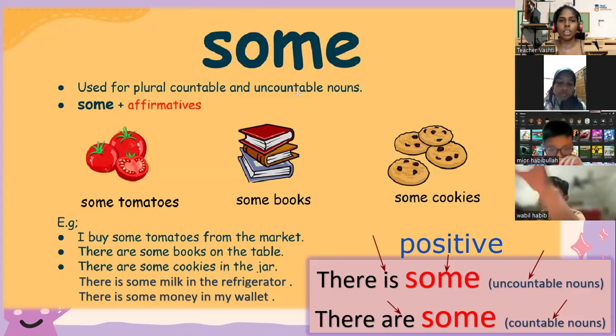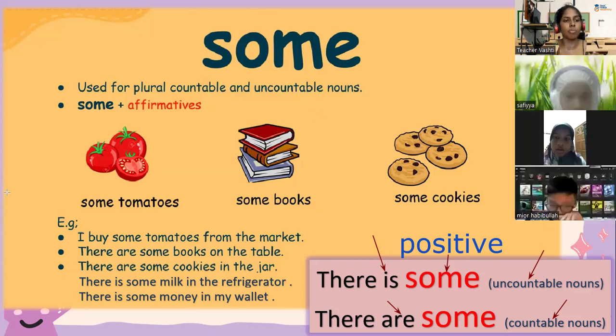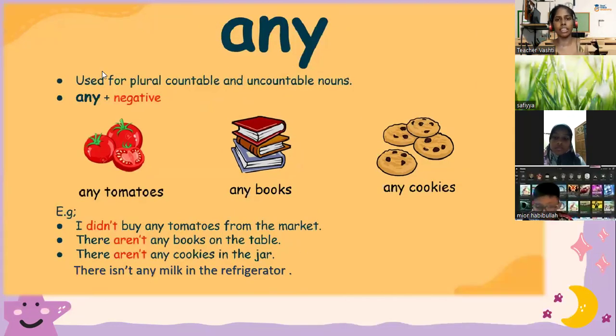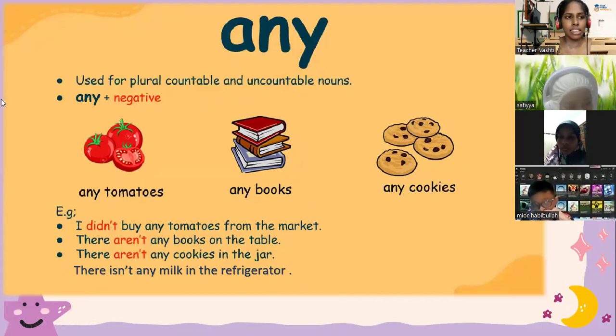Okay, all done? Now, this is the word some. Remember, some ni kita guna untuk ayat yang positif. Positif. For negative sentences, untuk ayat yang negatif, kita kena guna, we must use the word any. What must we use? The word any.